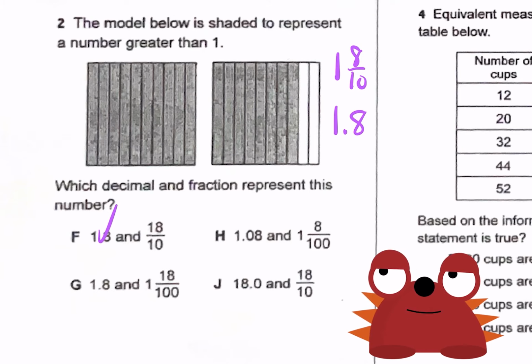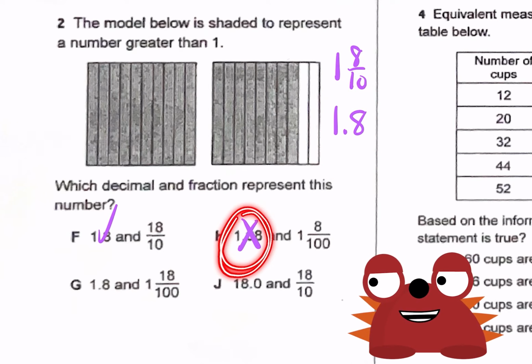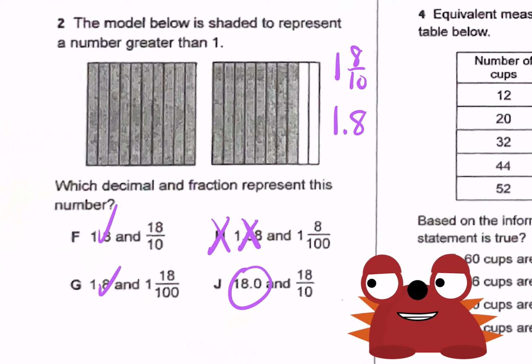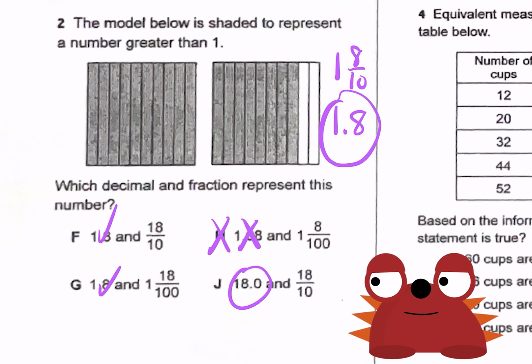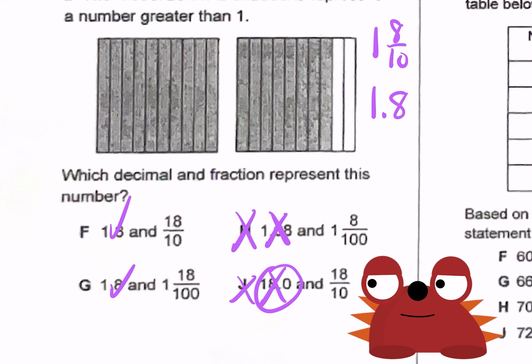So over here, this one works. This one does not work because it doesn't look anything like this one. This right here actually says 1 and 800ths. So that's definitely not the answer. This one works. This one says 18, not 1 and 8 tenths. So this is definitely not the answer. So we are stuck between F and G.